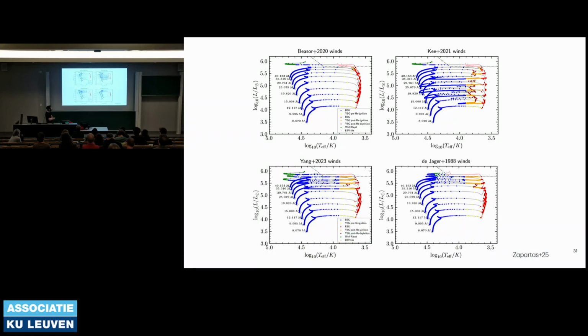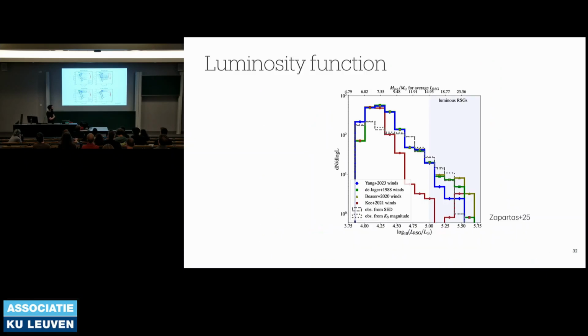Then the Yang et al. results: you can see that at low luminosity it stays in the red supergiant phase, but at higher luminosity it strips off the star, moving it to hotter temperatures. And the de Jager rates are, let's say, more similar to Bizor. Now it strips off the star at much higher masses, around 30 solar masses.